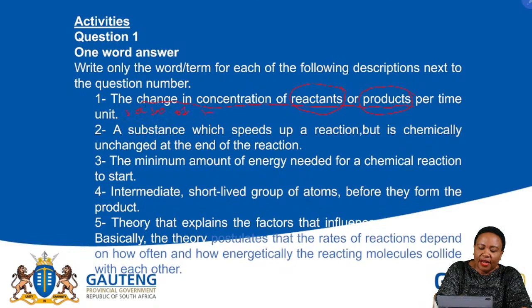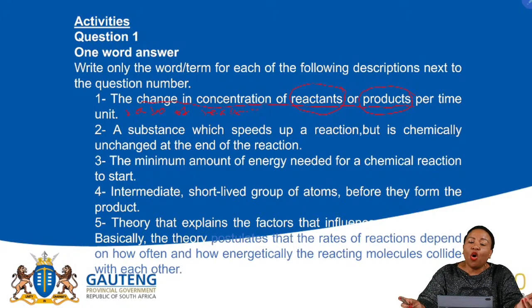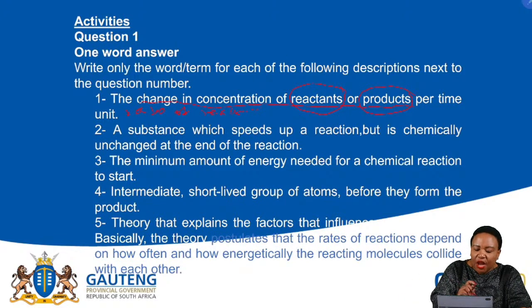Rate of reaction. When you look at our second answer, a substance which speeds up the reaction but is chemically unchanged at the end of the reaction. I think after discussing all the factors that affect the reaction, we also talked about one of the factors whereby when the reaction occurs, it doesn't undergo any permanent change, and it is also not used up in that reaction. What it does is only affect the rate of reaction by increasing the reaction rate. And we said that substance is going to be a catalyst.